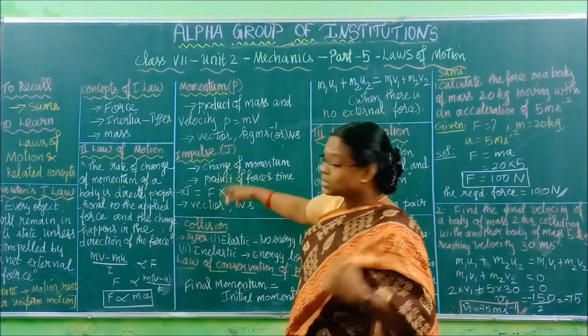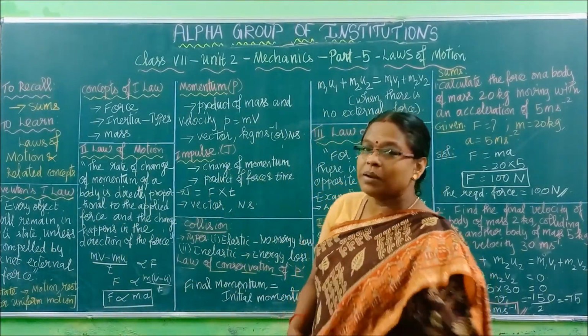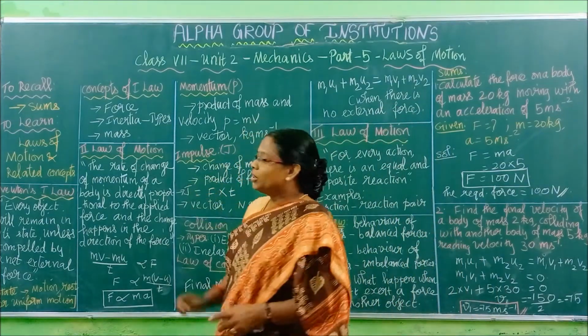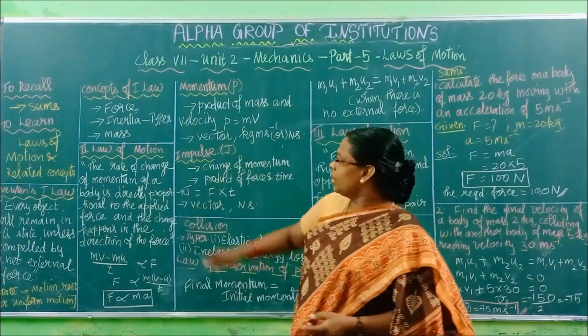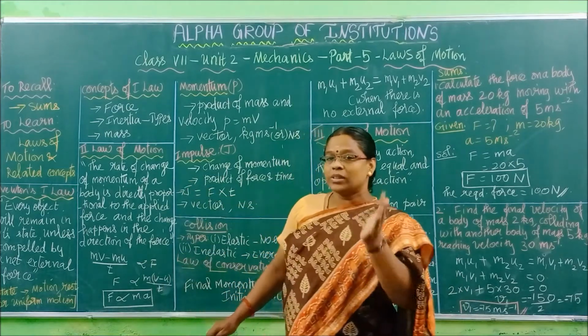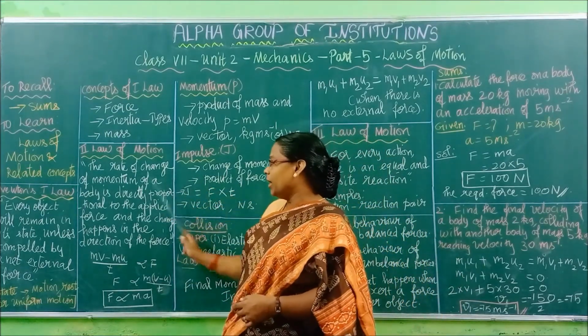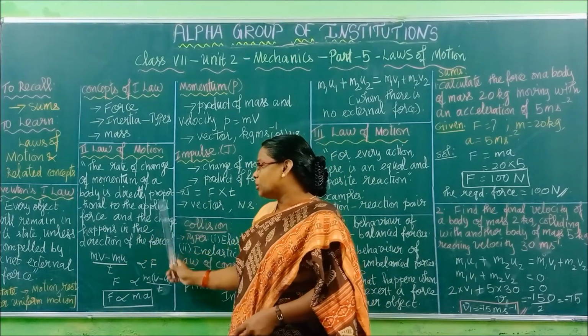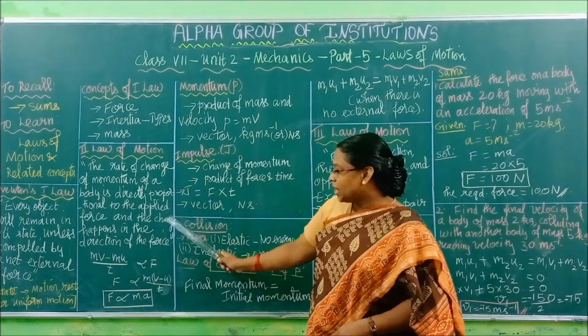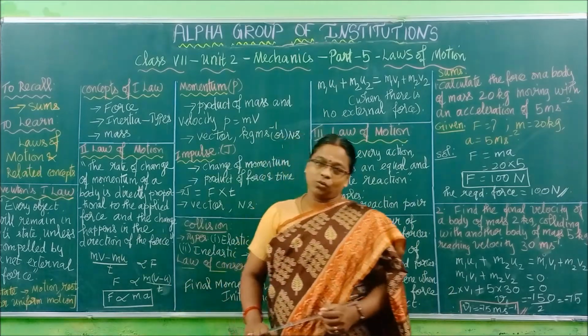Right. Now what is the second factor? These are the concepts explained by the first law, children. Now we are moving to the second one. First I will give the statement. The rate of change of momentum of a body is directly proportional to the applied force, and the change happens in the direction of the force.